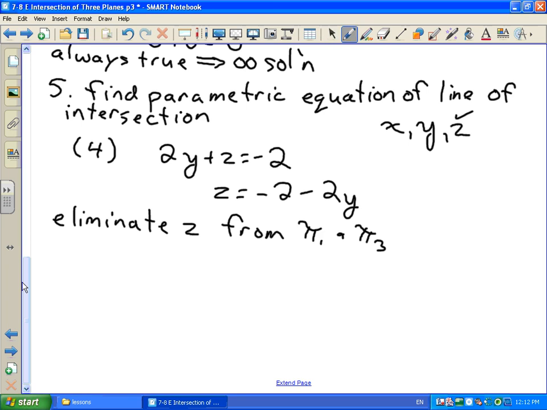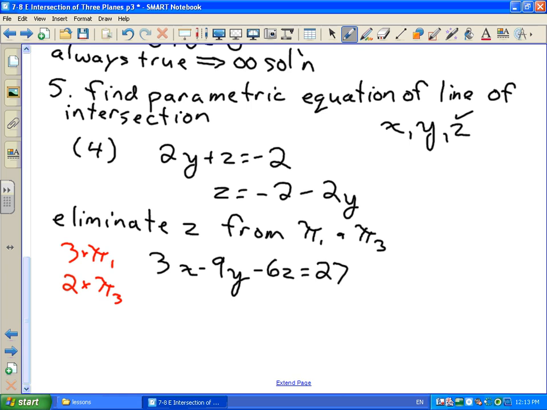Because if I do 3 times plane 1 and 2 times plane 3, I can eliminate z fairly nicely. So I'll get 3x minus 9y minus 6z is 27, and 4x plus 16y plus 6z equals 8. And then I just need to add these two things together.